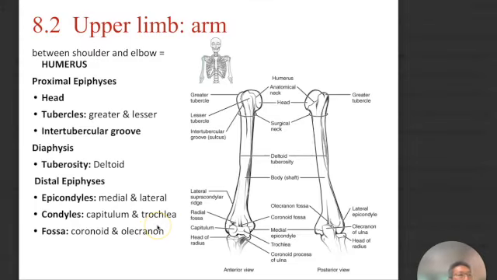The humerus, several things to remember here. The greater trochanter. All these names can get very confusing. So the greater tubercle and the lesser tubercle. The bicipital tendon from the bicep actually goes in here. Let's see what else you need to know.